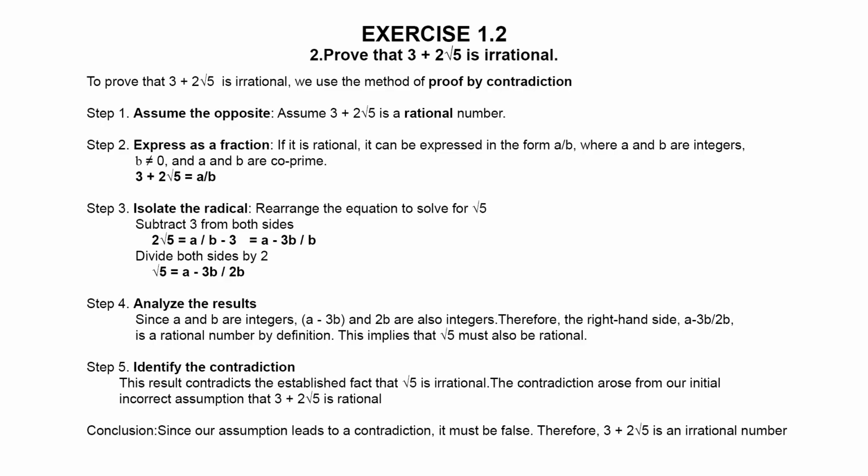Step 5. Identify the contradiction. This result contradicts the established fact that √5 is irrational. The contradiction arose from our initial incorrect assumption that 3 + 2√5 is rational. Conclusion: since our assumption leads to a contradiction, it must be false. Therefore, 3 + 2√5 is an irrational number.